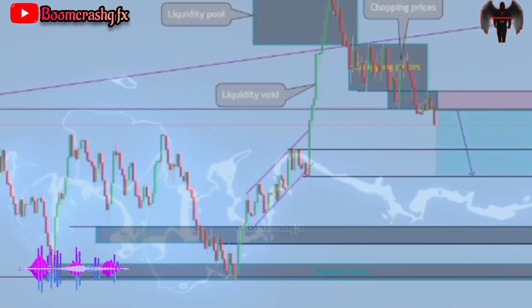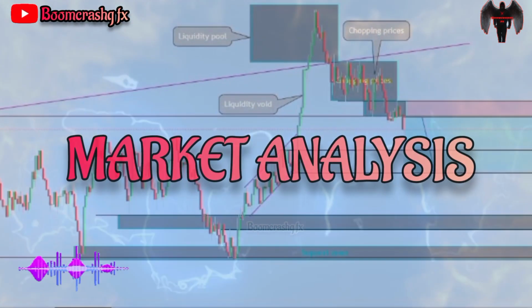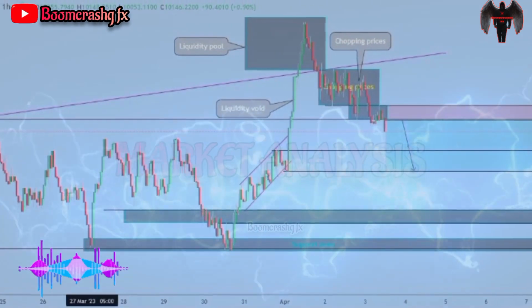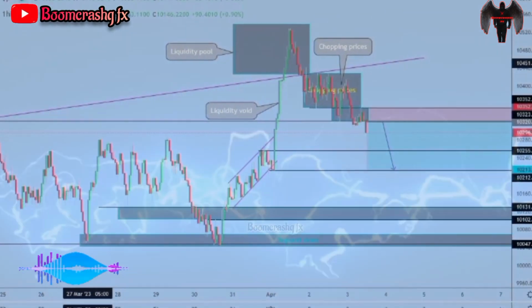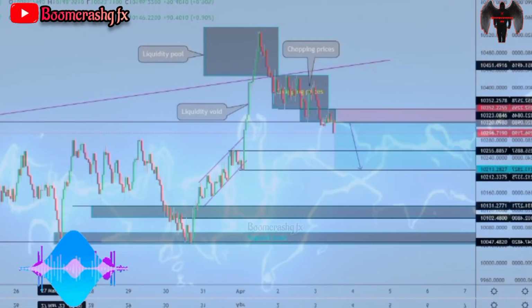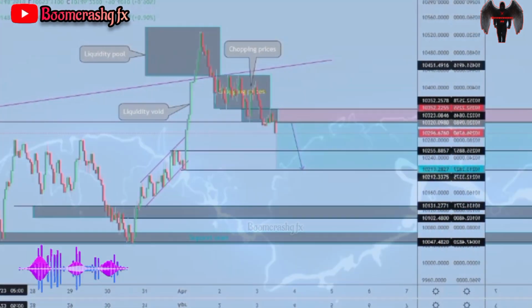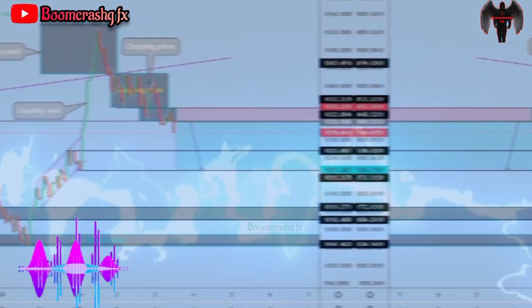We're looking at a certain change in price character in the market, whereby we find a liquidity pool chopping prices in the market, a liquidity void. So let's look at how this market is actually playing out, and how the price action is being put out in this market analysis.